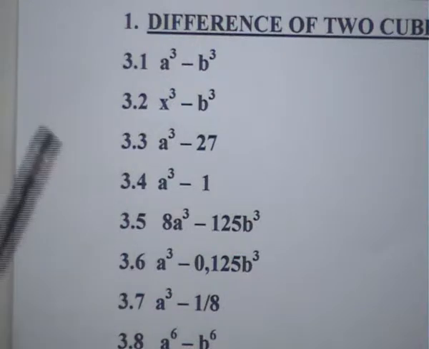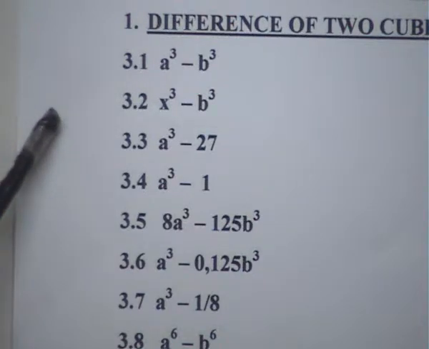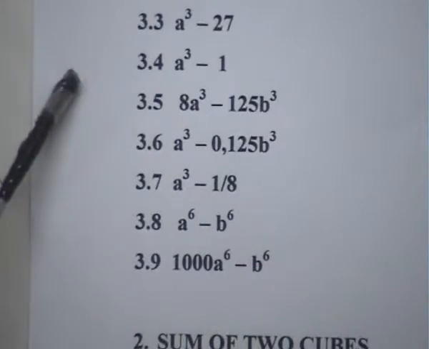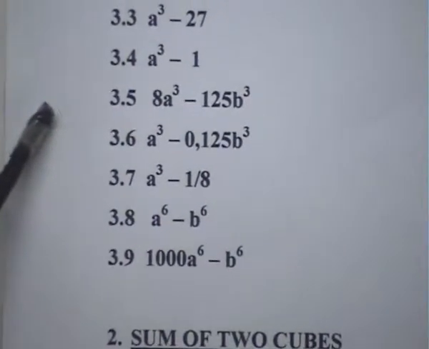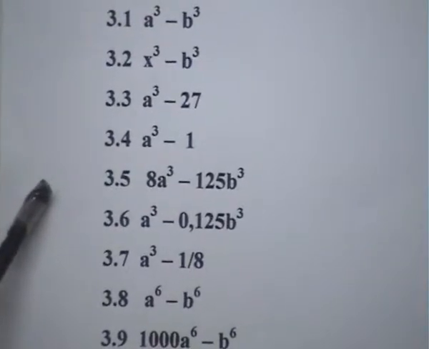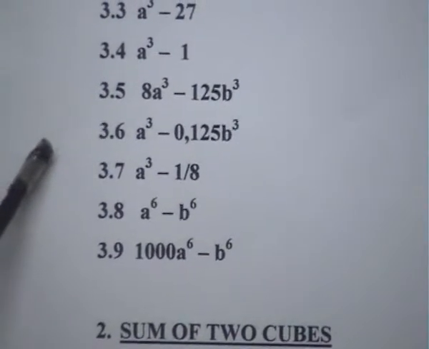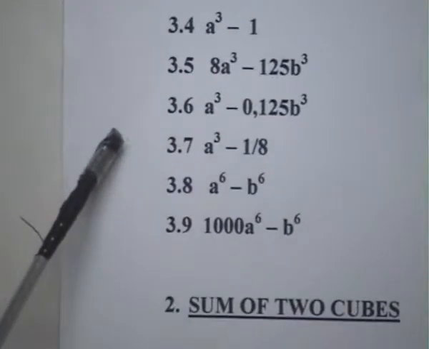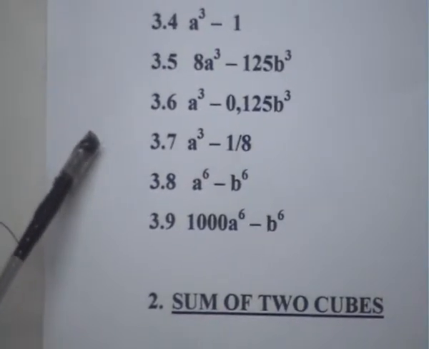Alright, so here's your exercise on difference of two cubes. 3.1, a cubed minus b cubed. 3.2, x cubed minus b cubed. 3.3, a cubed minus 27. 3.4, a cubed minus 1. 3.5, 8a cubed minus 125b cubed. 3.6, a cubed minus 0,125b cubed. 3.7, a cubed minus 1 over 8. 1/8 means 1 over 8.